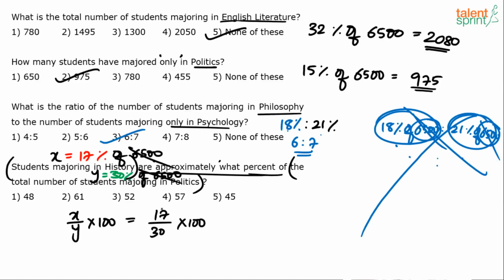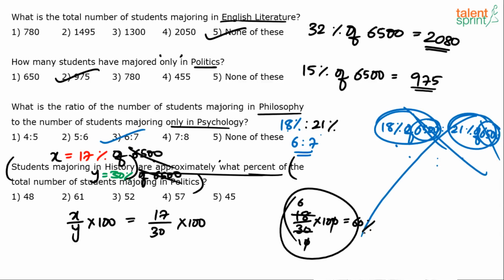Now this is roughly 18, right? Approximately 18. 18 by 30 is 6 by 10. 6 by 10 is how much? 60%. Strictly speaking, 57.77%. Something less than 60. You understand this? See, 18 by 30 into 100. So this is like 3 into 6, 3 into 10, zeros get cancelled, 60. 18 by 30 is 60%.